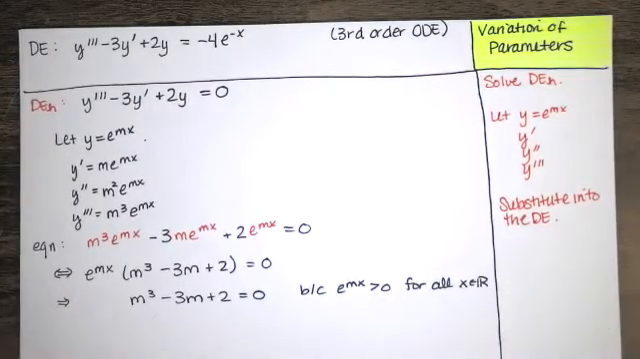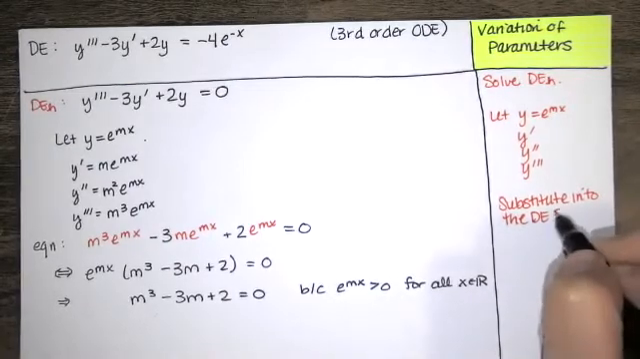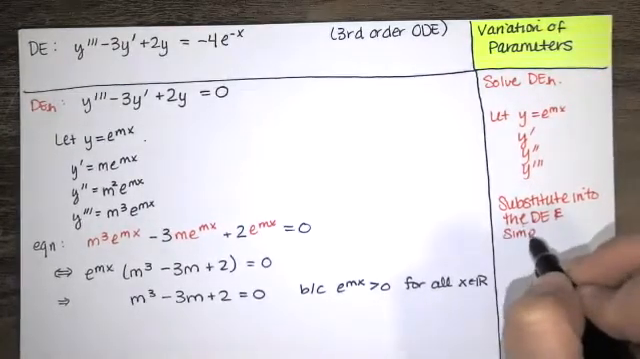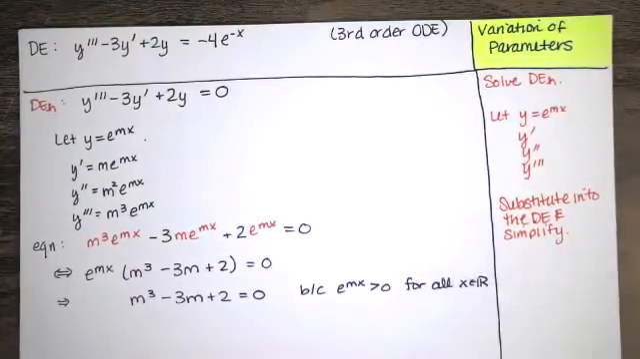This is called our characteristic equation. It's what we get after we substitute into the differential equation and simplify and divide out that e to the mx, if you want to think of it that way.